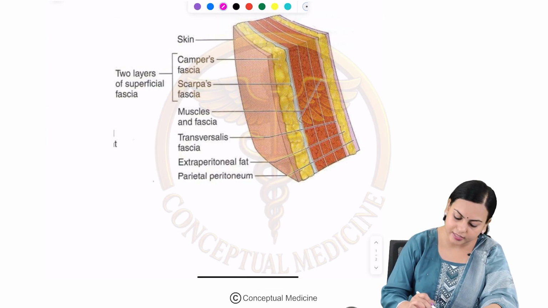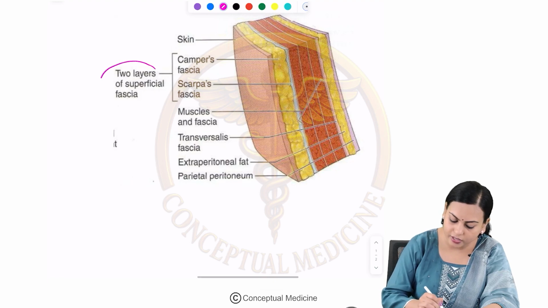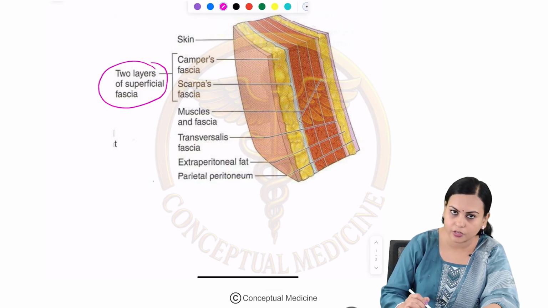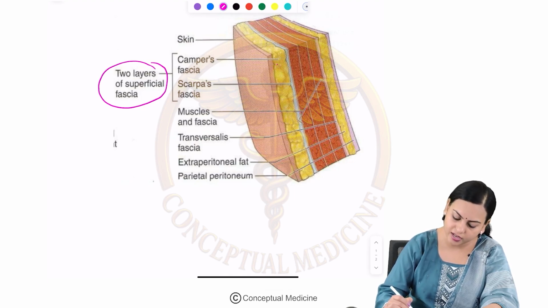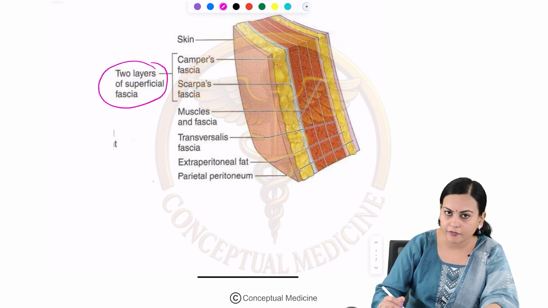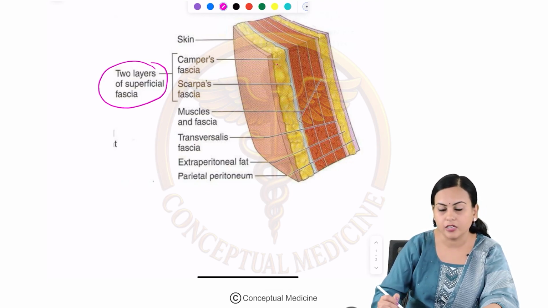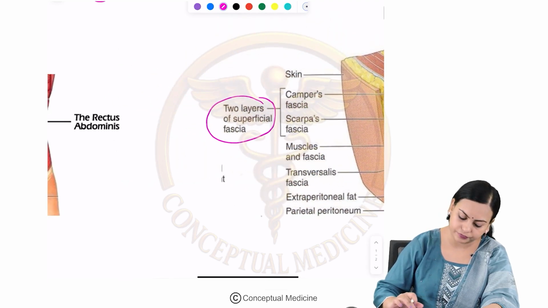So, this is the skin. Immediately down to this, you will have the subcutaneous tissue, and these are the fascia. 2 layers of superficial fascia you have. One is the Camper's fascia here, and down to that you will have the Scarpa's fascia. Then you will have the muscles and their respective fascia. Then you will have the transversalis fascia, extraperitoneal fat, and below that you will have the parietal peritoneum.